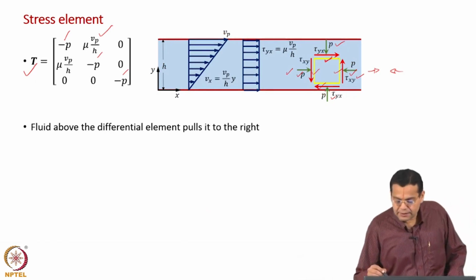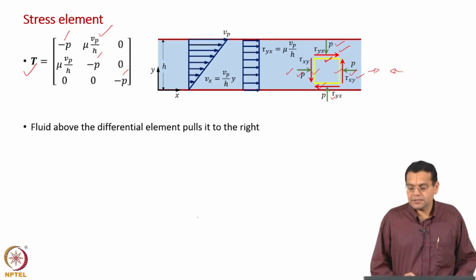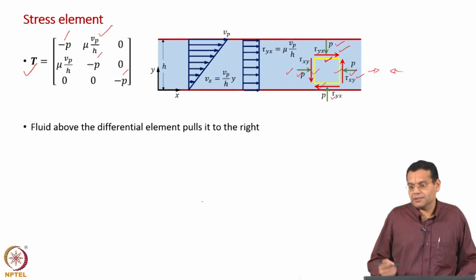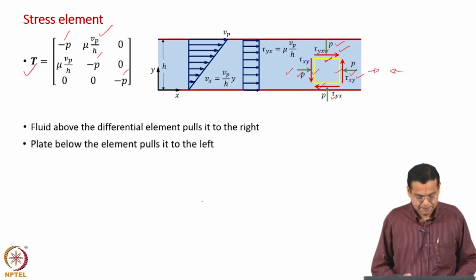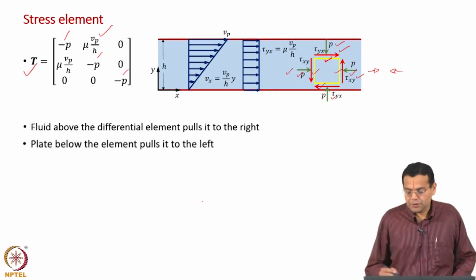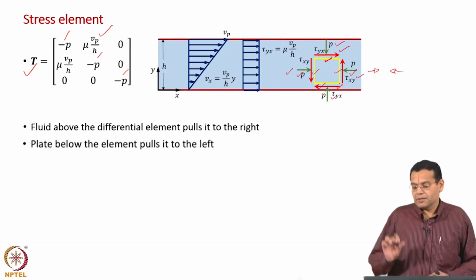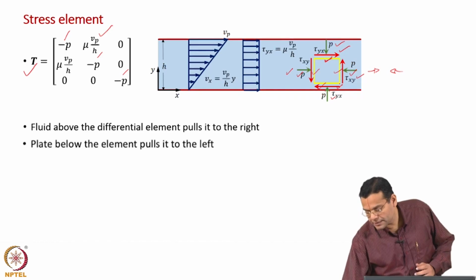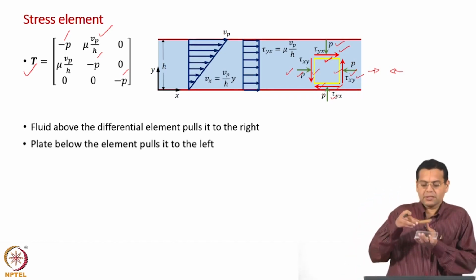If you look at this shear stress, the fluid above the differential element pulls it to the right because that is at a higher velocity. So, that will try to pull it to the right, and the plate below that is at rest, that is fixed. So, that will pull the fluid element to the left, and that is why you have the force in this direction. So, you have a fluid element and the top plate is set in motion.